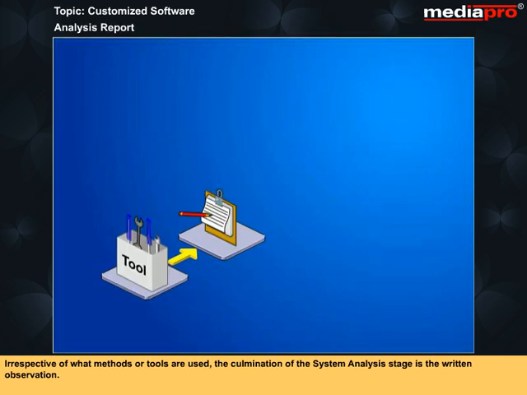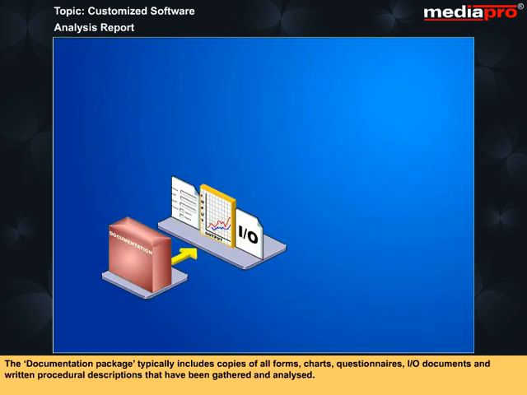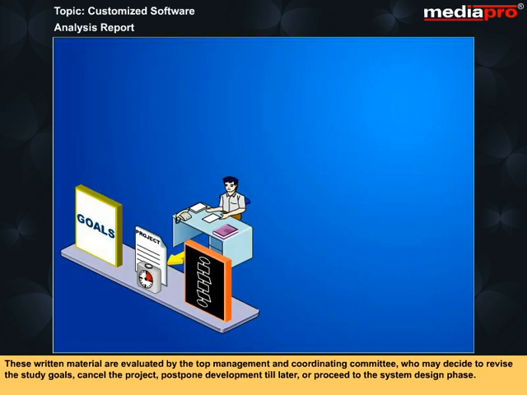Irrespective of what methods or tools are used, the culmination of the system analysis stage is the written observation. This comprises a documentation package and an analysis report of the analyst's findings. The documentation package typically includes copies of all forms, charts, questionnaires, input-output documents, and written procedural descriptions that have been gathered and analyzed. The analysis report comprises the following.